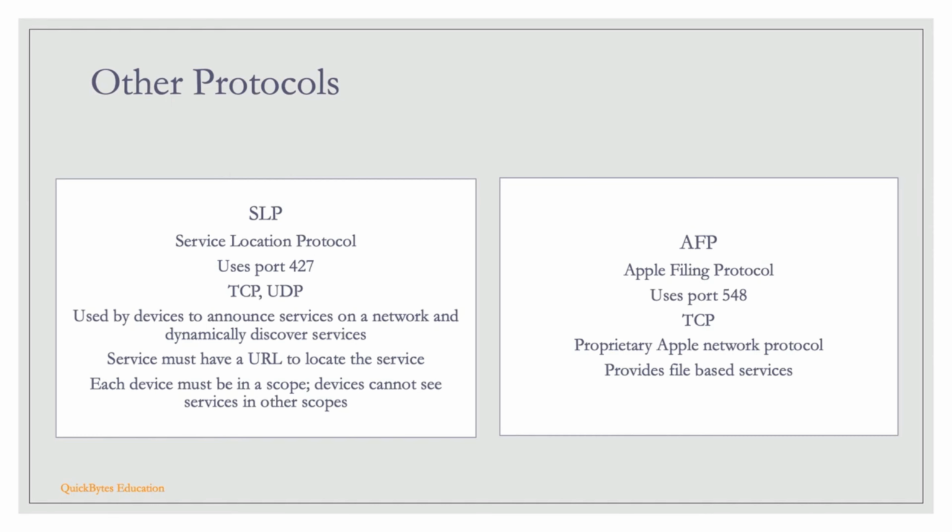AFP stands for Apple Filing Protocol. AFP uses TCP port 548. AFP is Apple's file sharing protocol. It provides file-based services for Apple systems. In modern environments, SMB is more common for file sharing, but AFP may still appear in networking study material and legacy environments.